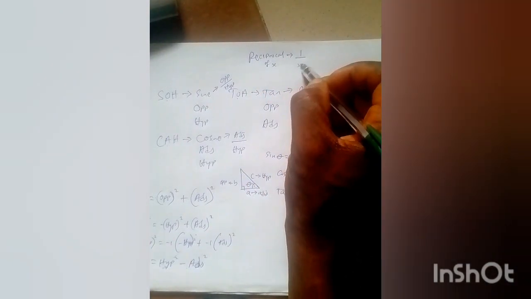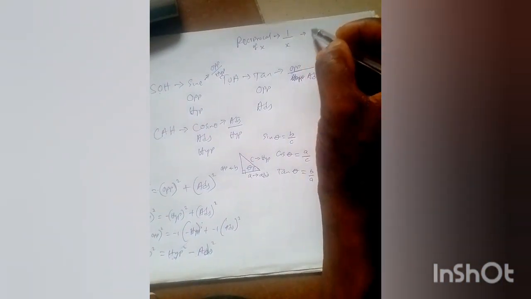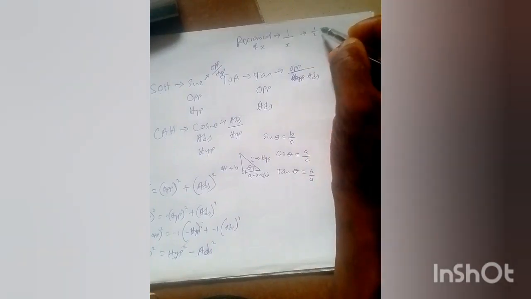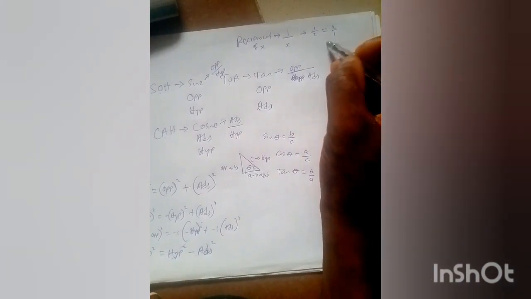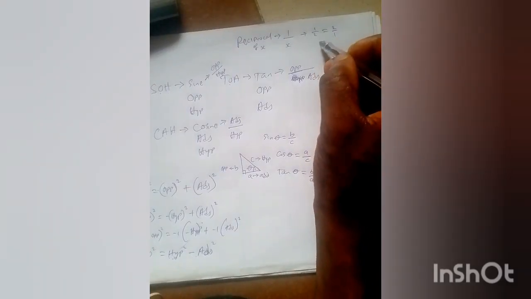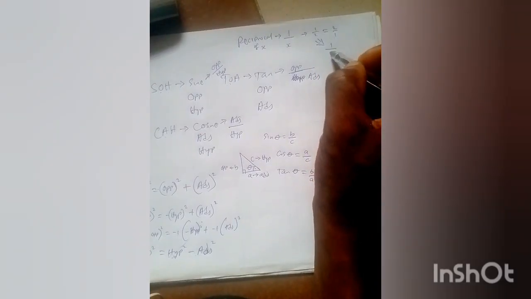So if I said, find the reciprocal of x, it's going to be 1 over x. If I say, find the reciprocal of 1 over 2, the reciprocal of 1 over 2 is equal to 2 over 1. Why is it 2 over 1? Because the reciprocal of 1 over 2 is equal to 1 over 1 over 2.